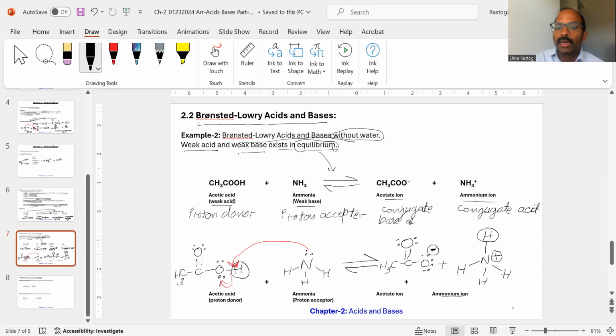So this ammonium ion is called the conjugate acid of ammonia, right? And then the acetate ion becomes a conjugate base, the conjugate base of acetic acid.